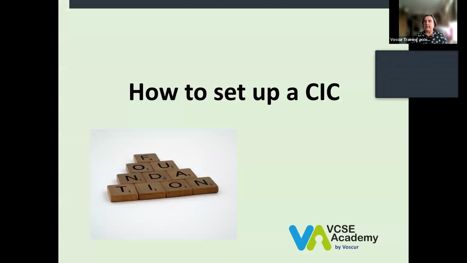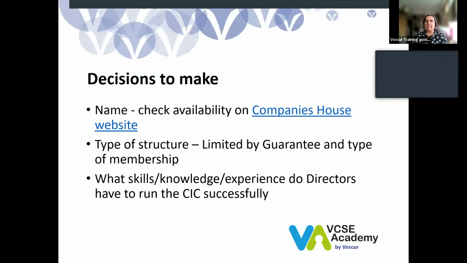So how do you actually set up a CIC? You've still got some decisions to make. And one of the big ones is your name. And you need to check the availability on the Companies House website. If your name is fairly generic, you'll probably find that there are other companies already registered. But you'll see, if you take a look at how names are done, you might be able to just add Bristol at the end, or Bristol CIC, or CIC Bristol, or something, and retain the core of what you call yourselves now.